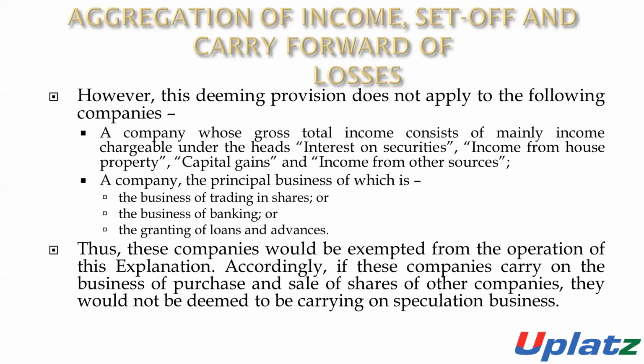And if there is any company whose gross total income mainly consists of income chargeable under the head of capital gains, income from other sources, house property, and interest on securities, then the provision is not applicable to such a company. And the company that has the principal business of trading in shares, banking, or granting loans or advances, such companies would be exempted from the operation of this explanation.